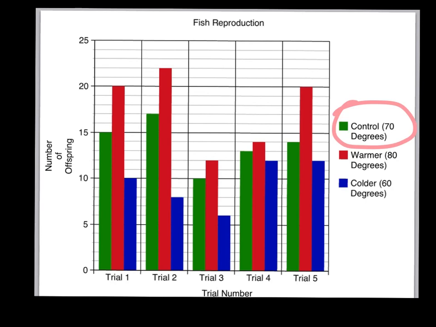Now that we know which tank is the control tank, we can look at the warmer and colder tanks to draw conclusions about each. The graph shows us that the warmer tank had a higher number of offspring in each trial of the experiment than both the control tank and the cold water tank. We can then say that according to this data, fish will have more offspring in warmer conditions.